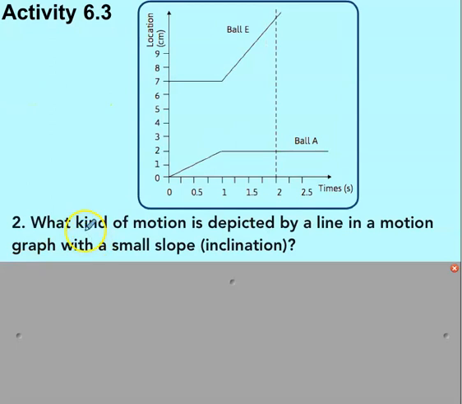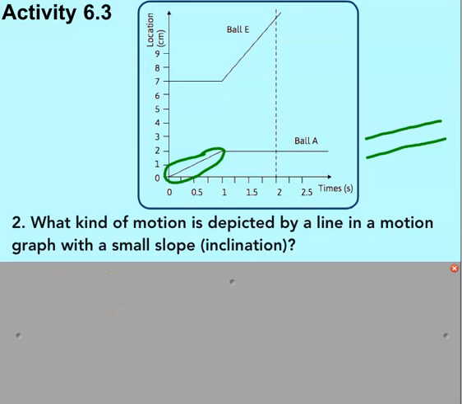All right, number 2. What kind of motion is depicted by a line in a motion graph with a small incline? So this right here is a fairly small incline. What kind of motion is depicted by a line with a small slope? So it could be that one, or it could be like this, or it could be even less steep, although those are almost parallel. So what would those indicate about the motion?